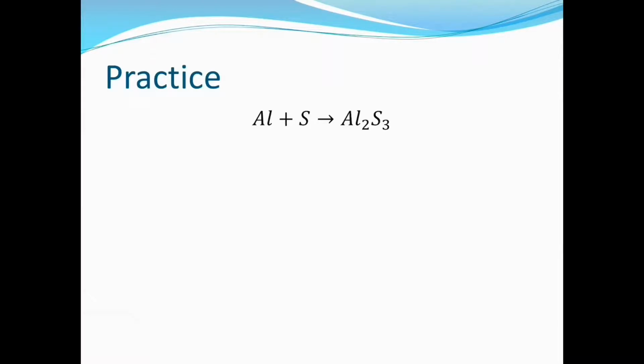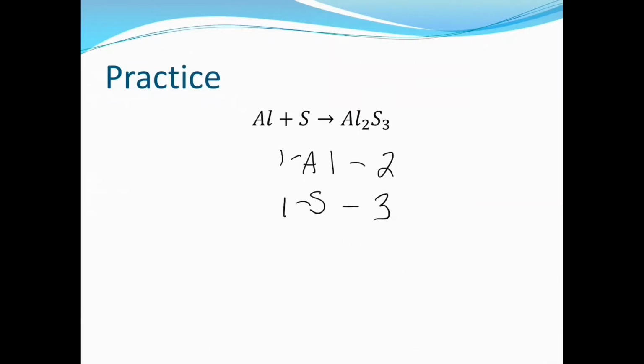All right, let's try this one. We have aluminum plus sulfur, which makes aluminum sulfide. So, aluminum and sulfur, let's count the atoms. On the reactant side, aluminum has 1 and sulfur has 1. On the product side, aluminum has 2 and sulfur has 3.